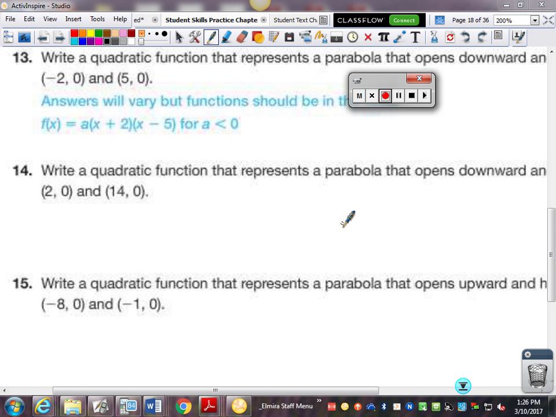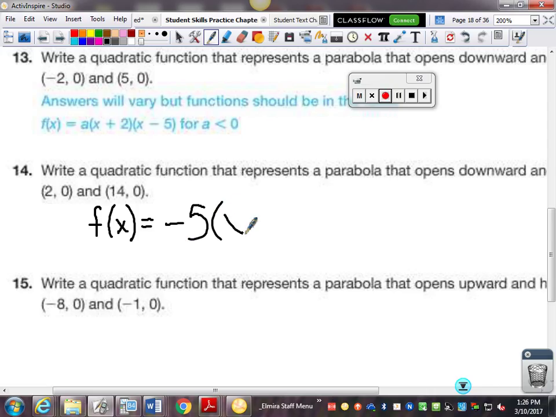This next section is just like what we did in the textbook. Okay, so write a quadratic that represents a parabola that opens downwards. So f of x equals anything negative I want. Okay, that's a +2, so I'll write -2. It's a +14, I'll write -14. That's all they're really looking for in that section.